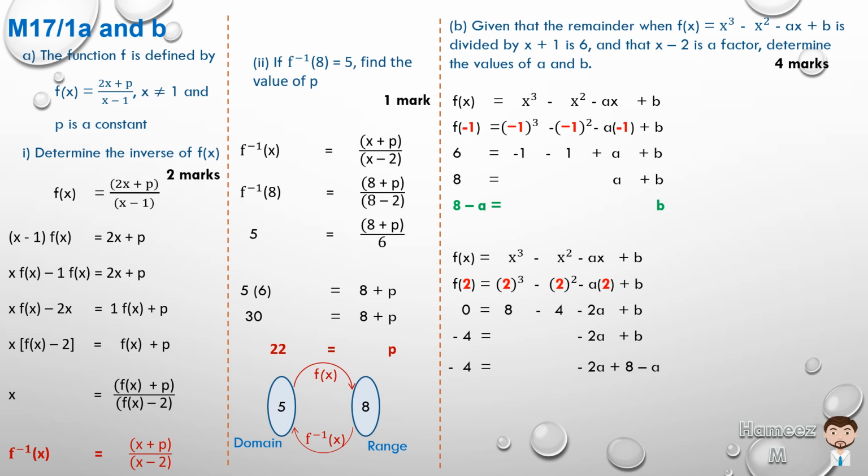So we get minus 4 minus 8, which is minus 12. And on the right-hand side, we are left with minus 2a minus a, which is minus 3a. So a is equal to minus 12 divided by minus 3. So a is equal to 4.